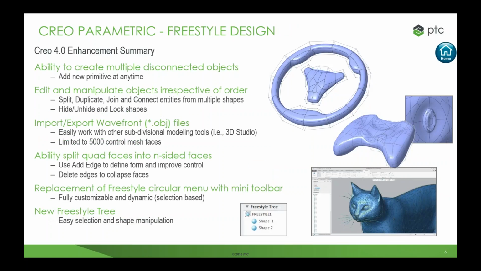With Freestyle Design, we now have the ability to create multiple disconnected objects. We can edit and manipulate objects irrespective of their order. We can now import or export wavefront files. We have the ability to split quad faces into n-sided faces. We have the replacement now of the circular menu that was familiar with Freestyle with a new mini toolbar. And we have a new Freestyle tree.